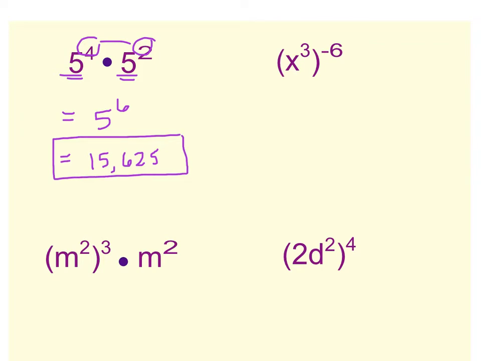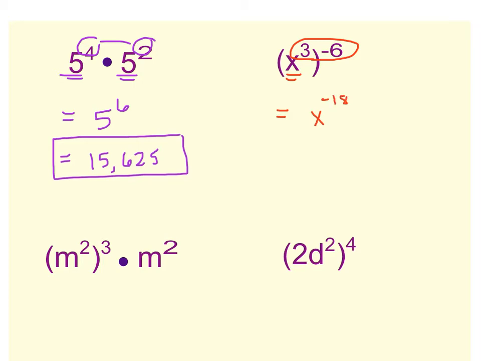All right, moving to the right, we have x cubed to the negative 6 power. So you see your one base of x right here, and you've got your power raised to a power. So you're going to keep your base of x, and then the exponent property tells us that we can multiply those together. 3 times negative 6 is negative 18.